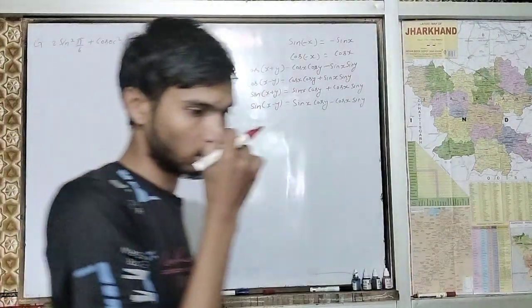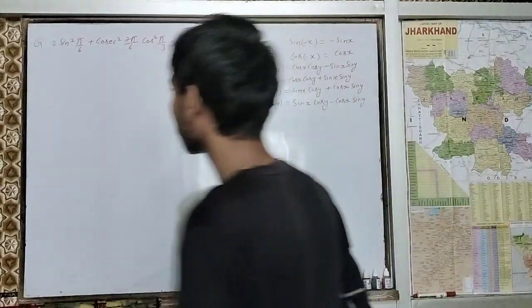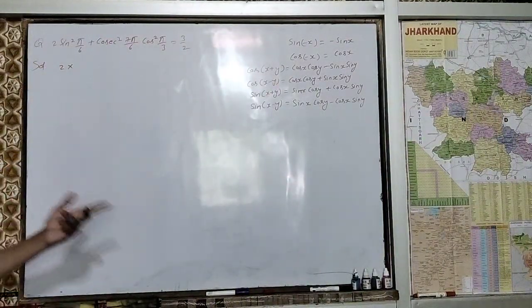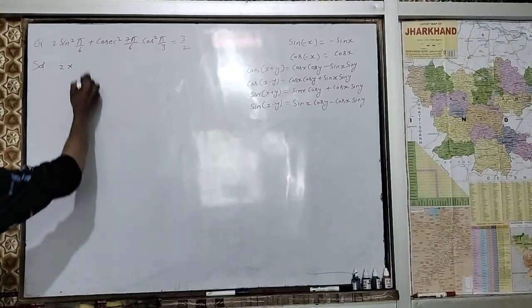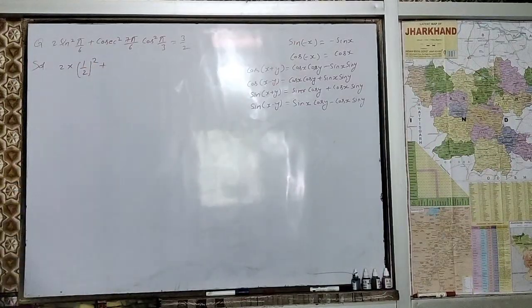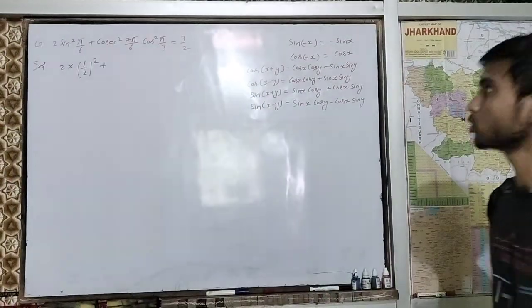Look at our RHS is 3 upon 2. 3 upon 2. 2 will be as it. Sine 30 is nothing but 1 upon 2. And here we have cosec. Cosec, how much? I think it should be.